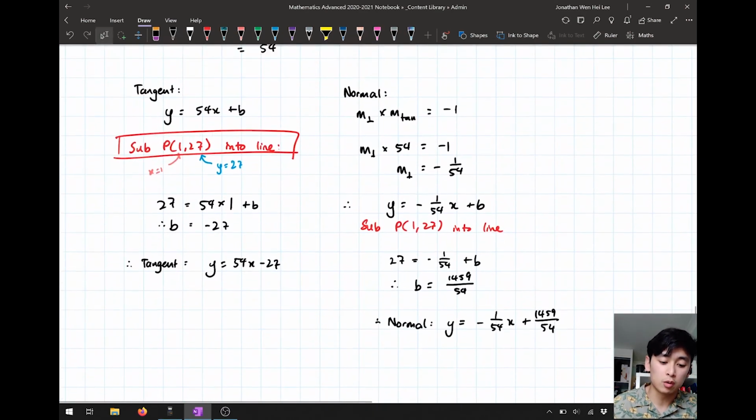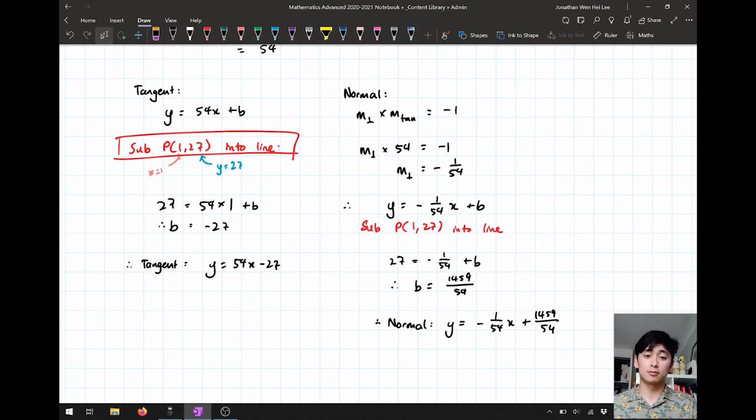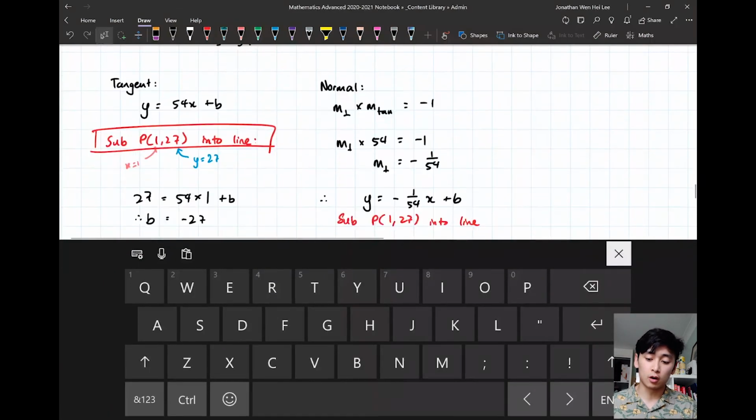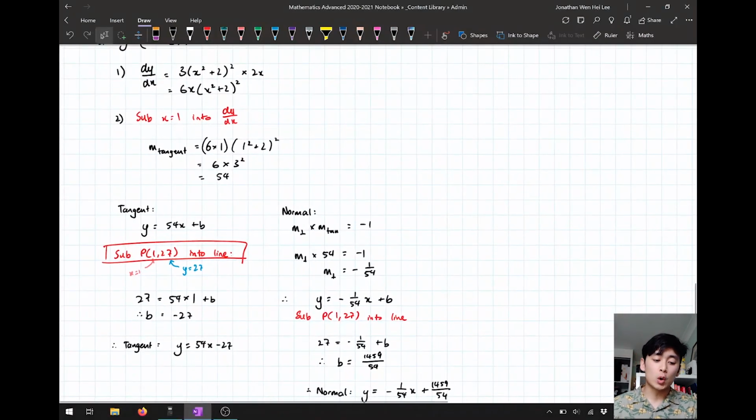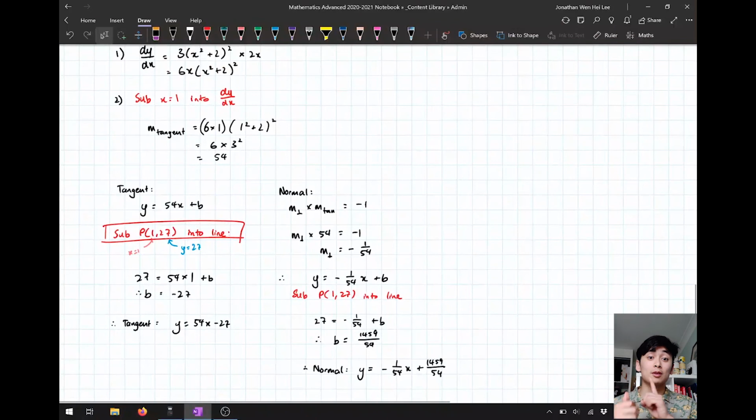I found the equation of my normal and my tangent. So here's a quick summary of this whole video. When we're trying to find the equation of a tangent or a normal, the first two steps are always the same. Differentiate to find the gradient function. Then we substitute the x value of the point that we're looking at, for the tangent or the normal, so that we get the gradient of the tangent.